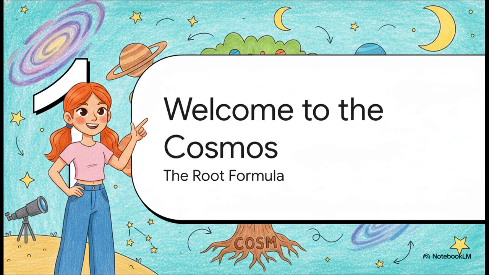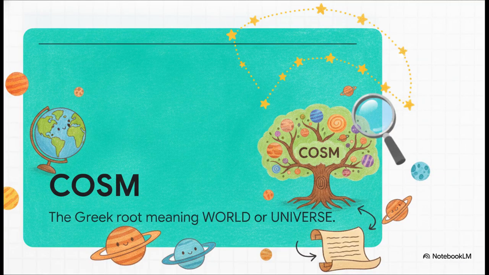Section 1. Welcome to the cosmos, the root formula. So, the absolutely crucial point here is the root formula itself. Just like you know that phone means sound, right? Think phonograph or telephone, and graph means write, you need to hardwire COSM into your brain as meaning world or universe. It's usually pronounced COSM, but sometimes you'll hear it as COSM, depending on the exact word. So here's a really simple mental trigger for you. Whenever you see COSM, your brain should immediately flash to the world or the universe.